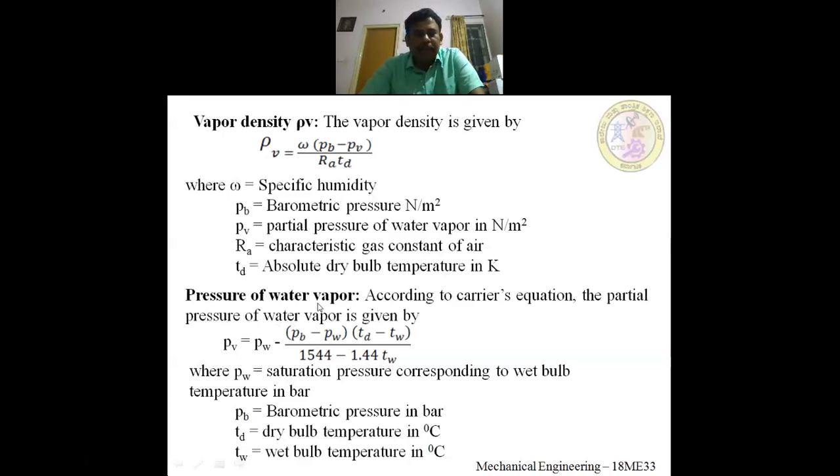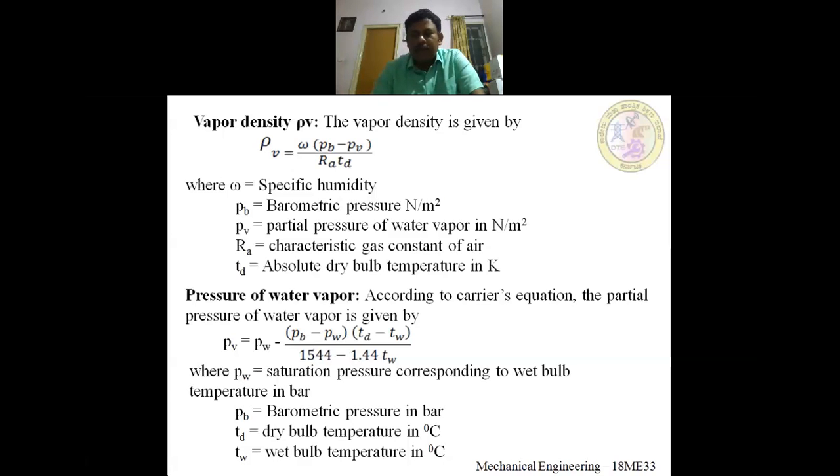Next, the pressure of water vapor, you are going to find using Carrier's equation. So the partial pressure of water vapor is given by PV is equal to PW minus (PB minus PW)(TD minus TW) divided by (1544 minus 1.44 TW), where PW, P suffix W, represents the saturation pressure corresponding to wet bulb temperature. Here W stands for wet bulb temperature.